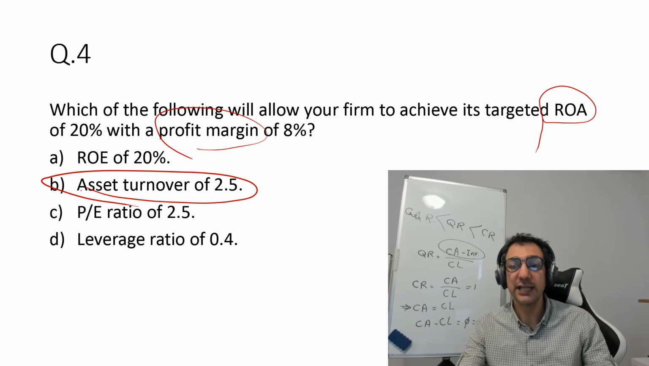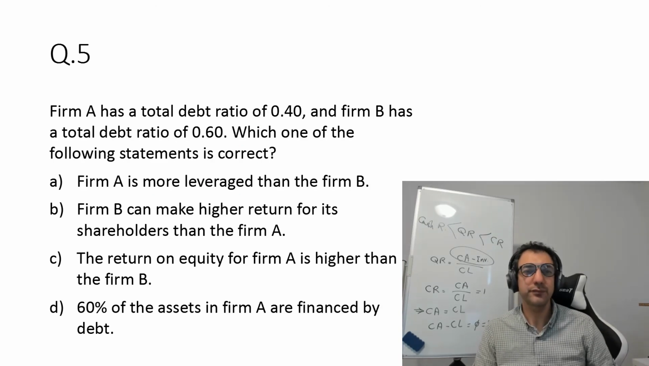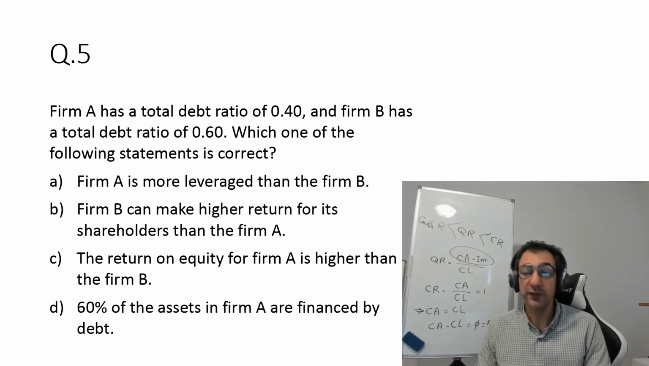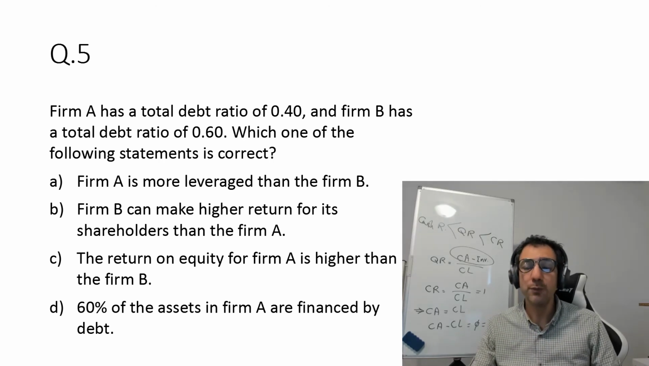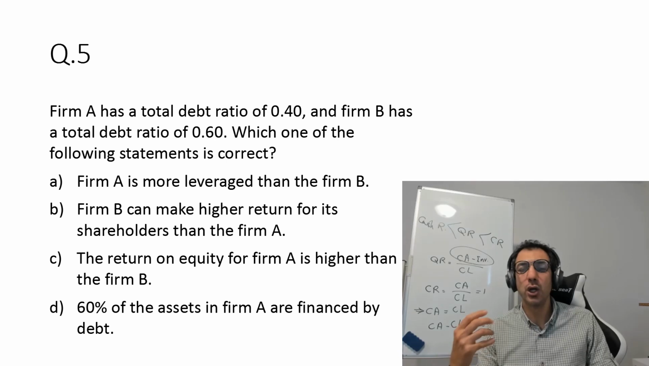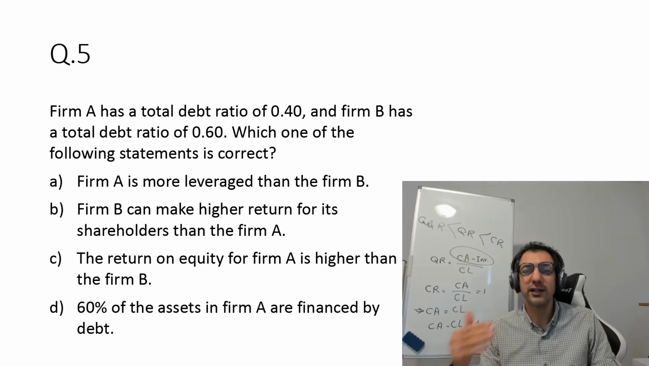Now let's look at the last question, question 5. Firm A has a total debt ratio of 0.4 and firm B has a total debt ratio of 0.6. Which one of the following statements is correct? So we talked about the debt ratio. That's one of the common ratios we use to measure the level of leverage. And leverage means how much debt you have in your capital structure. And if you have higher debt, it means the company has a higher level of leverage.